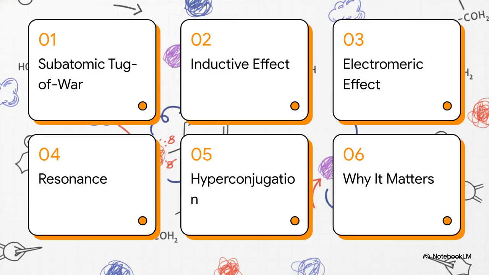Here is what we're looking at today. We'll start with the subatomic tug of war, then hit the inductive effect, move on to the electromeric effect, check out resonance, dive into hyperconjugation, and finally wrap up with why all this electron displacement actually matters.